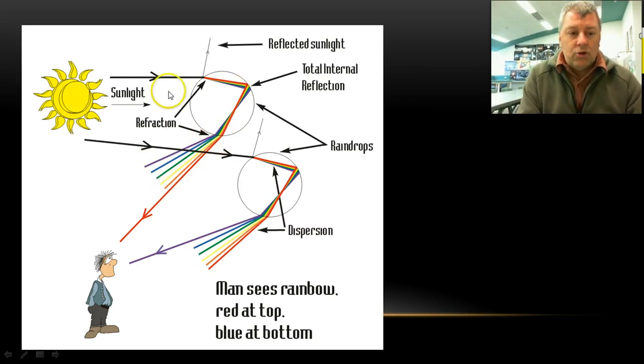And so this droplet here is actually providing the red light to the eye, whereas this droplet here is providing the violet light to the eye. And that's how the different droplets all go to make up the rainbow.